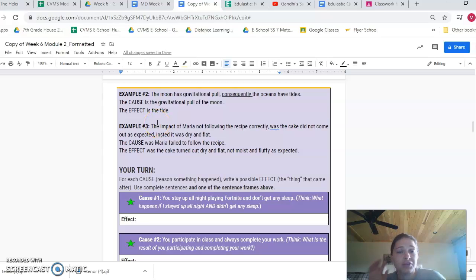Example 2, you guys were learning about this in science. The moon has gravitational pull. Consequently, the oceans have tides. So the cause is the gravitational pull of the moon, and the effect is the tide.